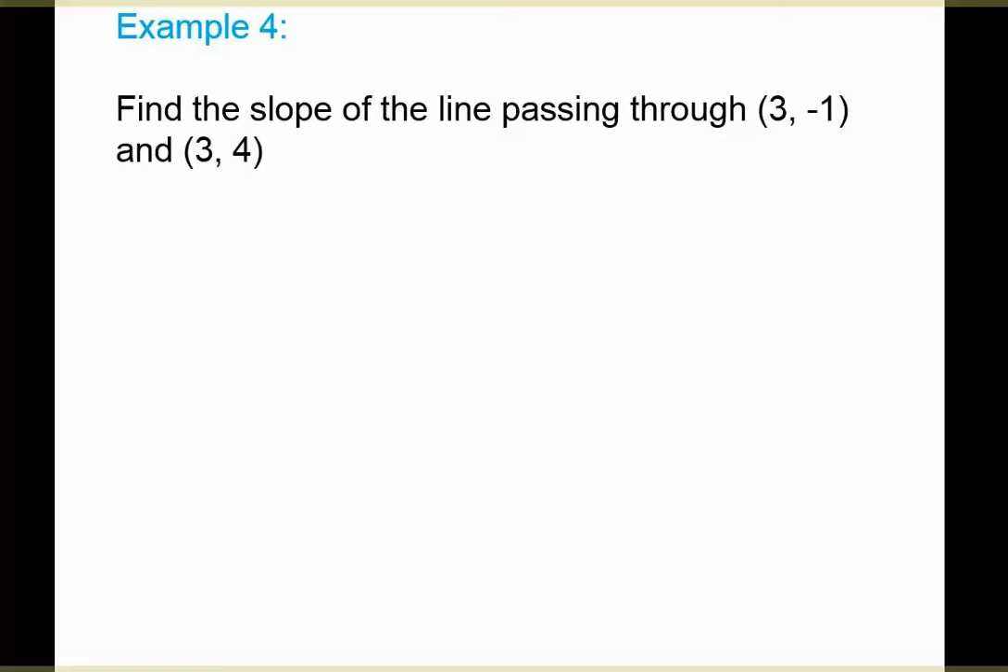All right, let's see how we did. Always begin by labeling your ordered pairs. I'm going to be using the formula. Slope equals change in the y's, that's your rise, over the change in the x's, and that's your run.